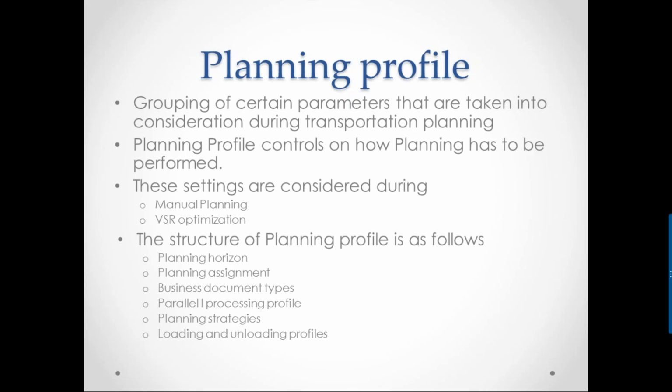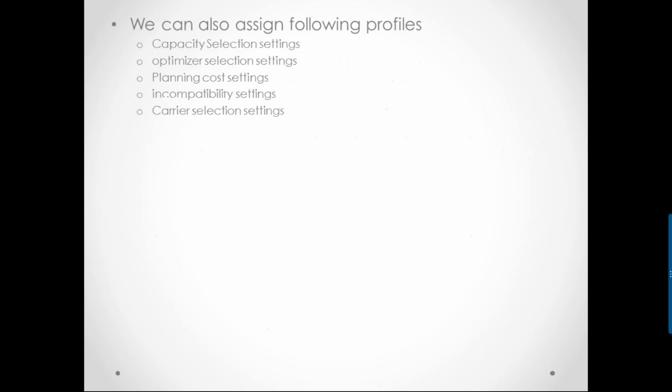The same way we have done the selection profile, the planning profile also should be done. It can be either manual planning or VSR optimization, so there will be no difference. If it's manual, we go through the transportation cockpit and just execute. VSR optimization is a background run. I will show you that one. This planning profile contains capacity, optimizer selections, planning cost settings, incompatible settings, carrier selection settings. So at each and every stage, we have to choose this.